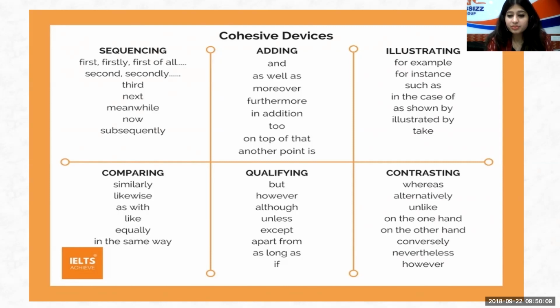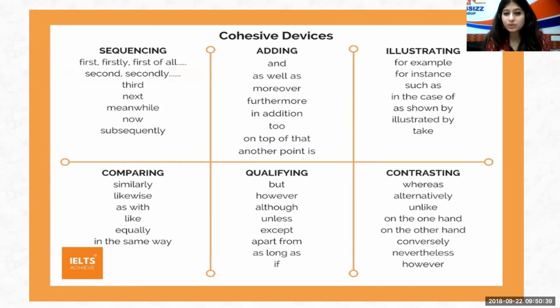When you're qualifying an idea, like pollution is there, but there are measures to it, you go for but, however, although, unless, except. The last is for contrast. When you're developing the third idea, you can go for whereas, alternatively, on one hand, conversely, nevertheless, however. Okay, these are a long list of cohesive devices, and you can pick any which you're comfortable with.